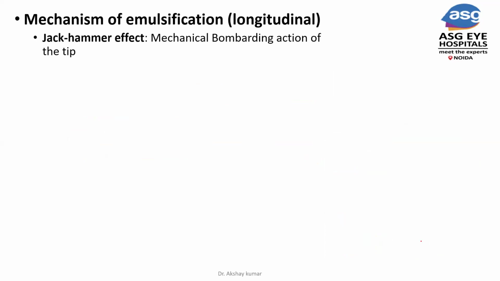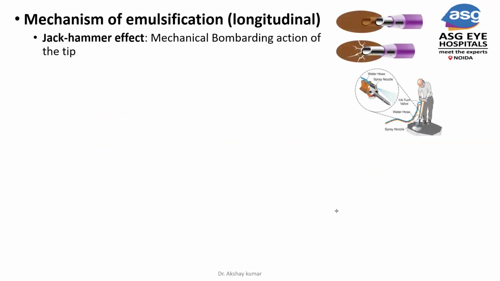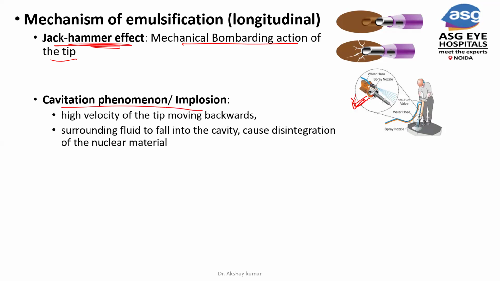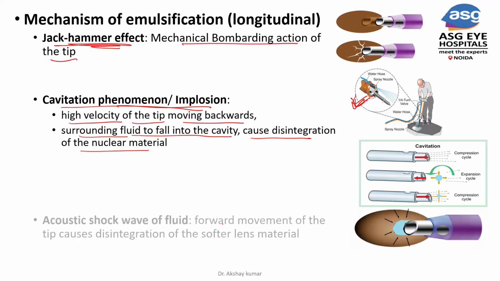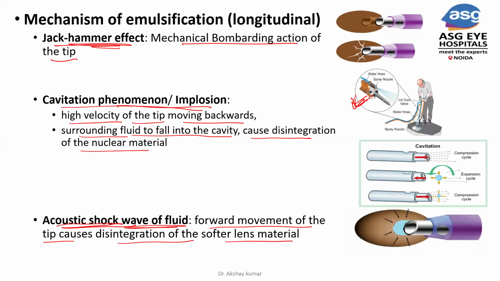So what is the mechanism of phacoemulsification? First is the jackhammer effect. So this is actually the jackhammer, which works on the same principle. It is the mechanical bombarding action of the tip. Second is the cavitation phenomenon or the implosion. It is the high velocity of the tip moving backwards, which causes surrounding fluid to fall into the cavity and causes disintegration of the nuclear material. Third is the acoustic shock wave of the fluid. Forward movement of the tip causes disintegration of the softer lens material.